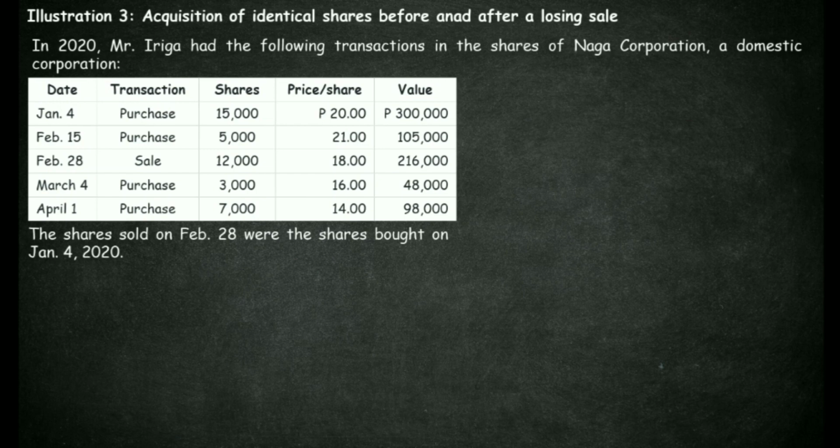On February 15, Mr. Eriga made another purchase of 5,000 shares at 21 pesos per share for a total cost of 105,000 pesos. On February 28, there was a sale of 12,000 shares at 18 pesos per share as a selling price. So the total selling price for that is 216,000 pesos. And then on March 4, there is a purchase transaction of 3,000 shares at 16 pesos per share. So the total cost for that is 48,000 pesos. And then lastly, Mr. Eriga purchased 7,000 shares on April 1 at 14 pesos per share. So the total cost for that is 98,000 pesos.